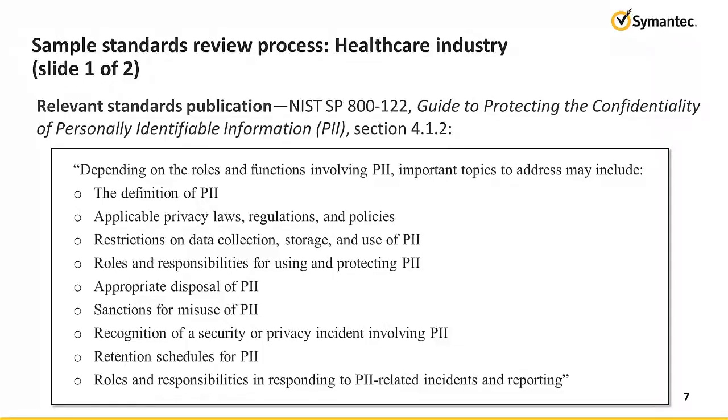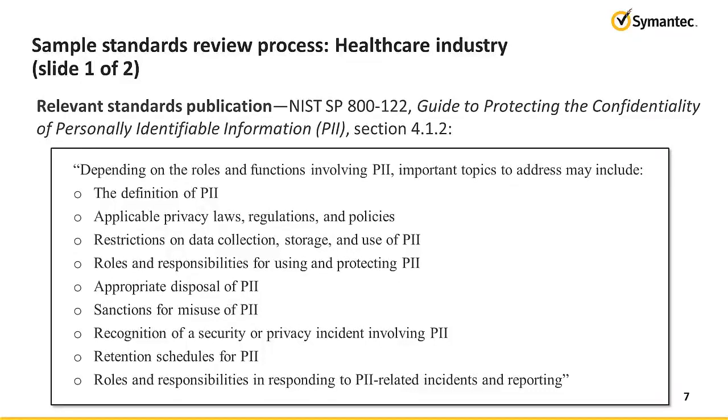To illustrate how an organization might approach the review process in preparation for establishing data protection guidelines for their users, let's take the NIST Special Publication 800-122, Guide to Protecting the Confidentiality of Personally Identifiable Information, as an example. An organization that works in the healthcare industry would find Section 4.1.2 of this document of interest in identifying areas where their users need to be educated.